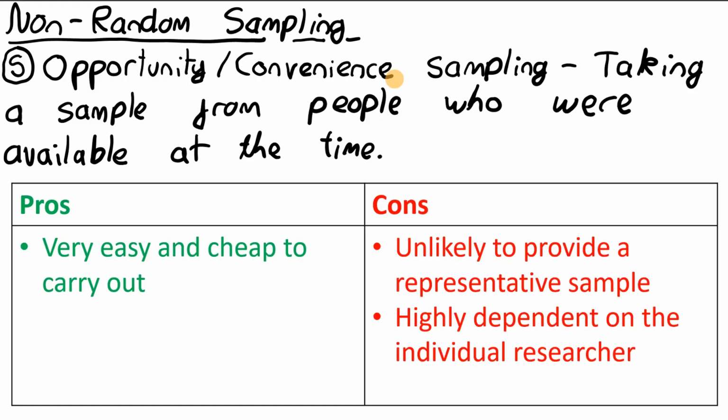This is really easy and cheap to carry out, but it's very non-random and will probably not give you a representative sample of the population. It's also quite dependent on the researcher. They might find a certain type of person more approachable and only talk to them.